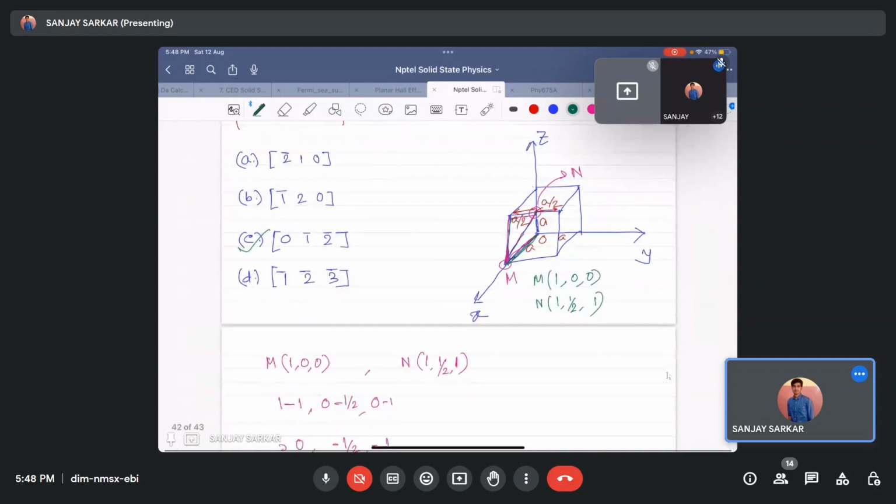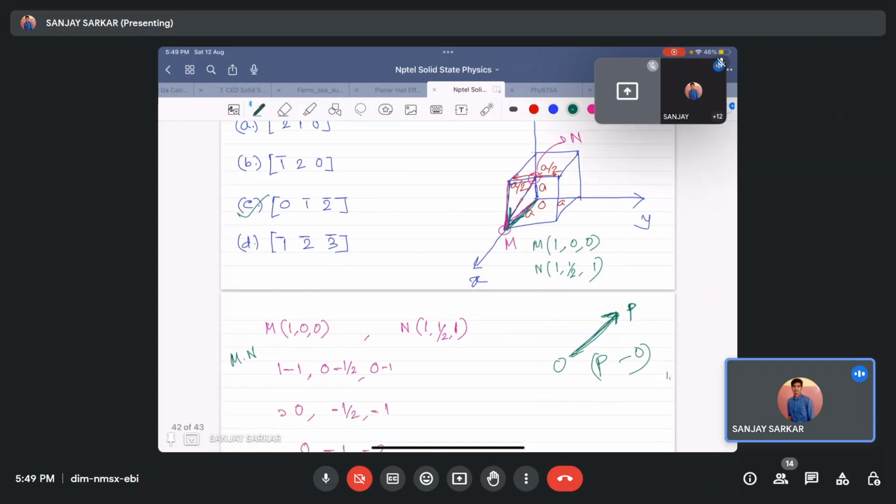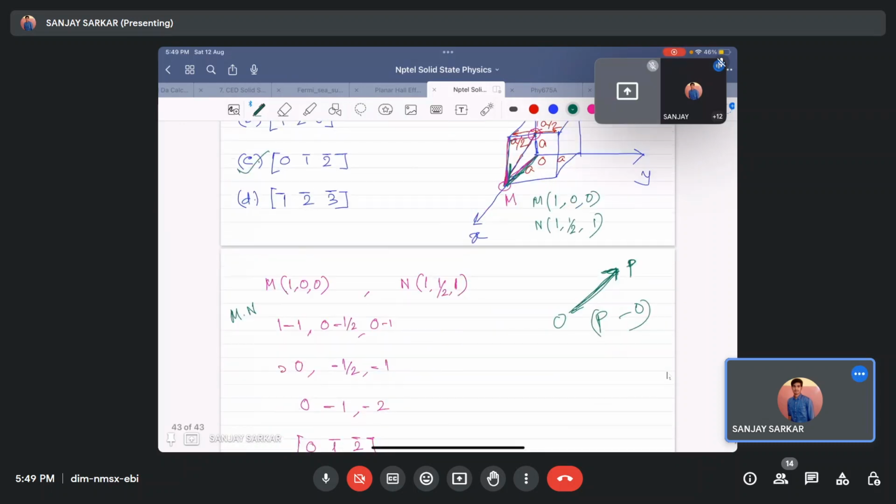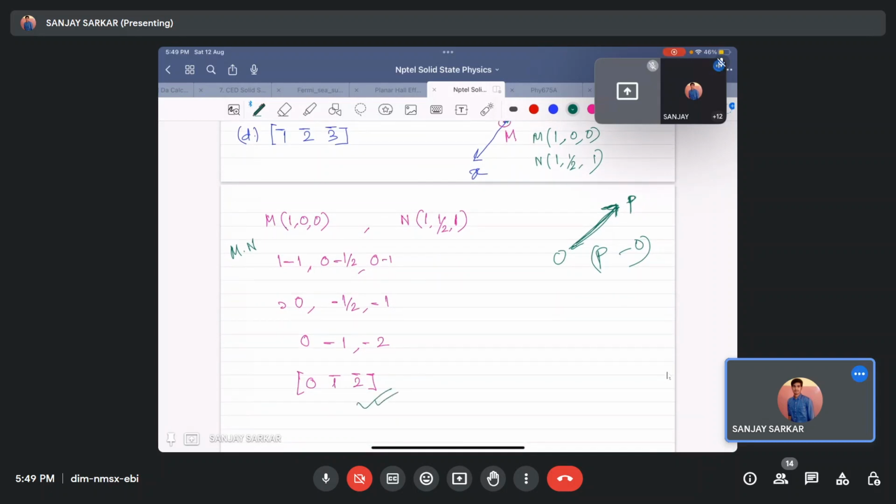So you know the m and n coordinates. Now what you need to do is m minus n. Why am I doing m minus n? Let's say this is a vector, and if the tip of the vector is along p direction, then you need to do p minus o always. So since the tip of the vector is along m direction, you need to do m minus n. So m is 1 minus 1, 0 minus 1, 0 minus 1eh. So this is just 0 1 and 2. Is it clear? Do you have any questions about this one?